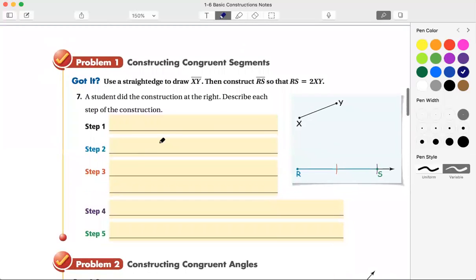All right, so we're going to use a straight edge to draw XY and then construct RS so that RS equals 2XY. A student did a construction at the right. Describe each step. The first thing you do is you need to draw XY. So the student drew XY, so that was step one. Use a straight edge. That's like a ruler, by the way, straight edge, to draw XY line segment. Now we're going to draw a ray with endpoint R.